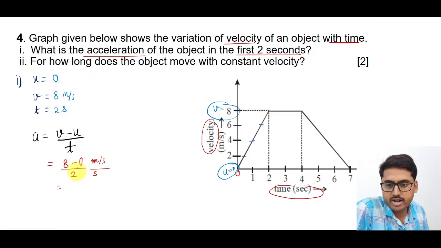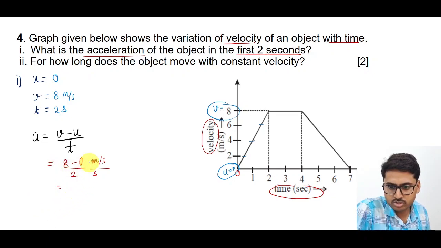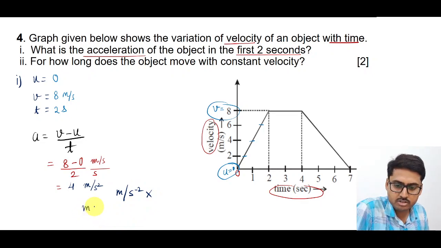Often children while writing the answer make mistakes in writing units, and I'm a very strict teacher and I'll cut half marks for writing the units incorrectly. So you have to take care of the units also. This is 8 by 2, that is 4, and this is meter per second square. Often children write it like this, meter per second and minus 2. Well, this is wrong. Either you write meter s to the power minus 2 or meter per second square, otherwise this is wrong.